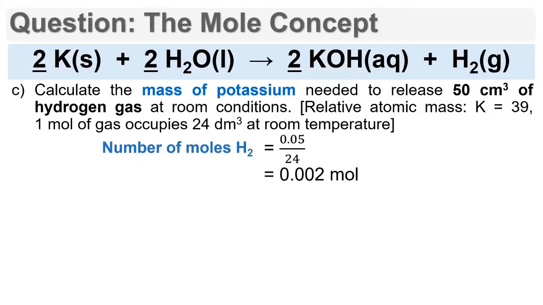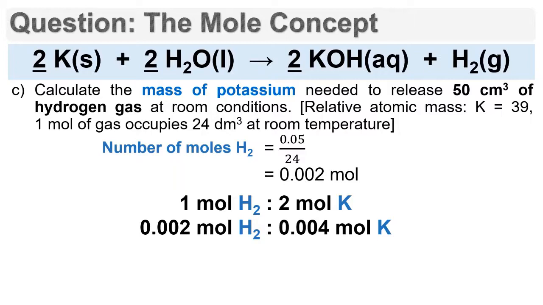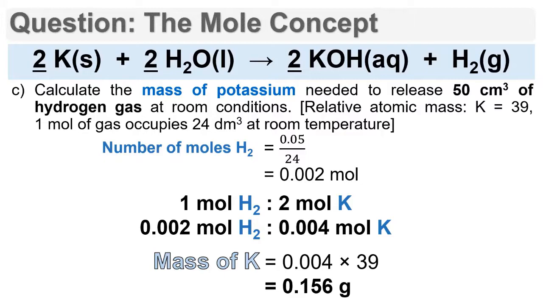to 0.002 mole. Based on the chemical equation, the ratio of hydrogen to potassium is 1 to 2. 1 mole of hydrogen is produced by 2 mole of potassium. Therefore, 0.002 mole of hydrogen is produced by 0.004 mole of potassium. Finally, to calculate the mass of potassium, it is the number of moles multiplied by the molar mass of potassium, which is 0.004 multiplied by 39. The answer is 0.156 gram.